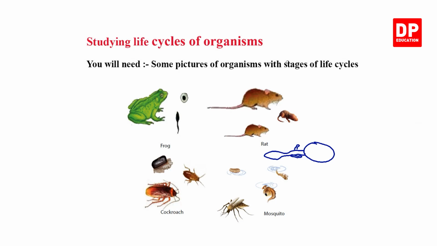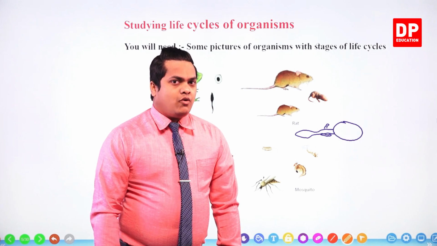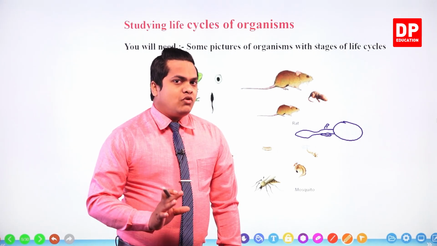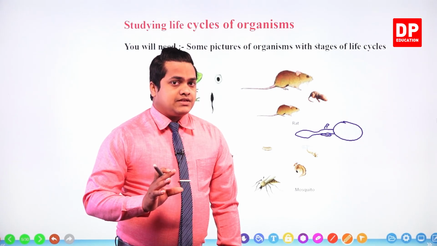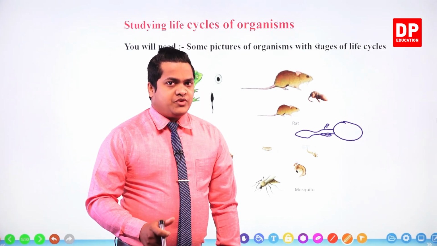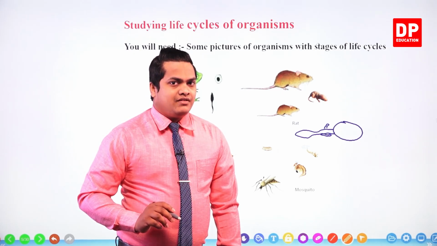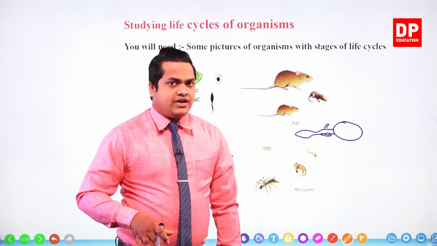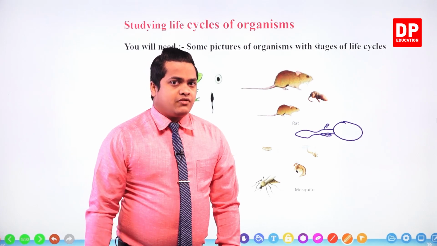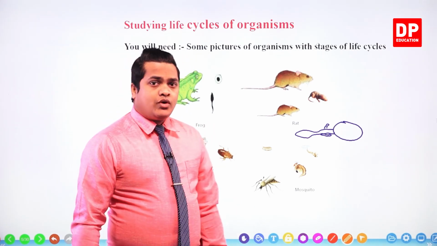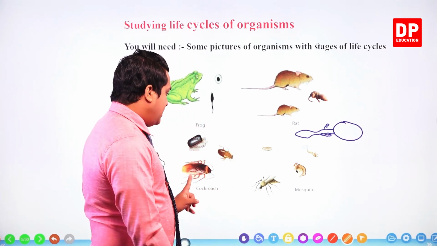This nymph is somewhat similar to the adult cockroach, but there are some morphological features. By looking at the nymph, we can say that it's a type of cockroach. However, there are some special morphological features which can be identified within the adult, but not within the nymph, the small creature. For example, nymphs do not have wings. However, adult cockroaches do.